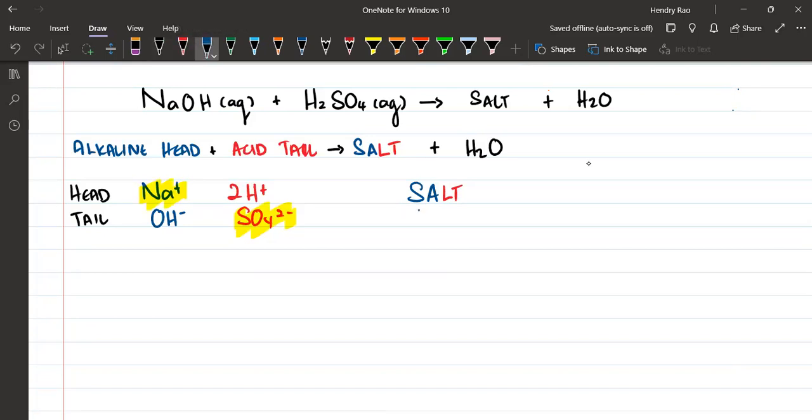So I have my sodium, which is Na+, and SO4 2-. So remember, sodium is a single person, metals are the single ones, and SO4 2- is a very happy couple. I don't want to disturb them. So they exchange the house keys.